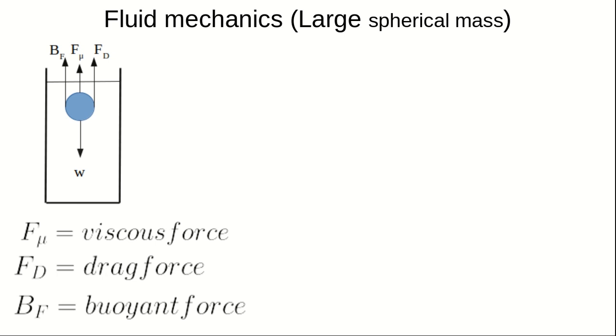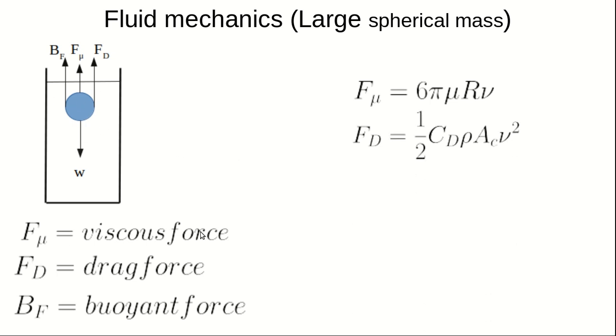Now the expression for F mu is 6 pi mu RV, where mu here is the viscosity of the fluid, R is the radius of this object, and V is the speed of this object. Then for the drag, we have this expression: half times the drag coefficient, the density of the fluid, the cross-sectional area, and the speed of the object in the fluid.